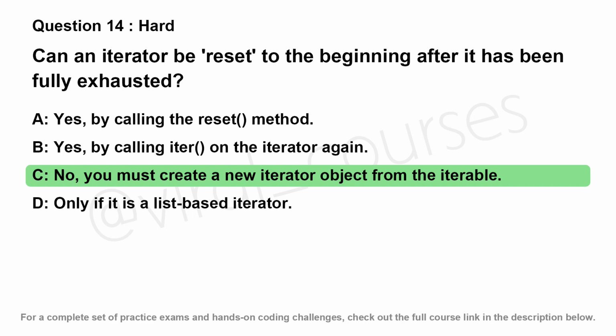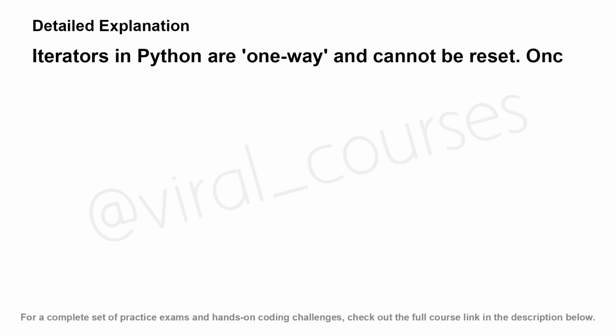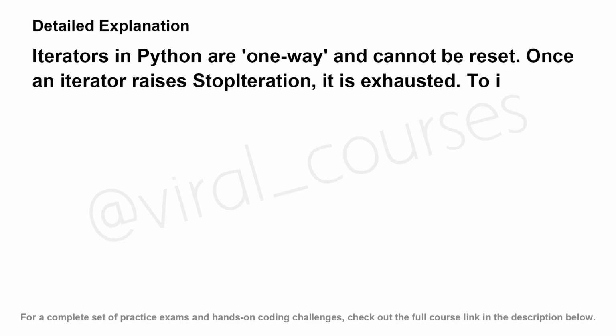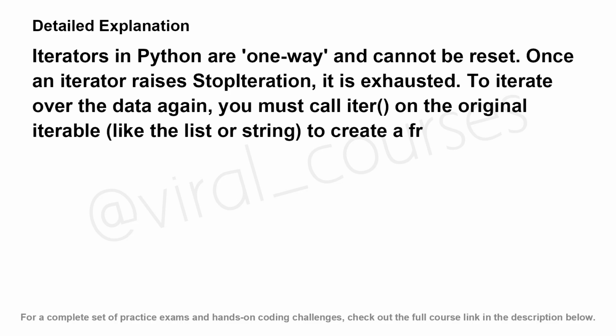The correct answer is C. Iterators in Python are one-way and cannot be reset. Once an iterator raises StopIteration, it is exhausted. To iterate over the data again, you must call iter on the original iterable, like the list or string, to create a fresh, new iterator instance.